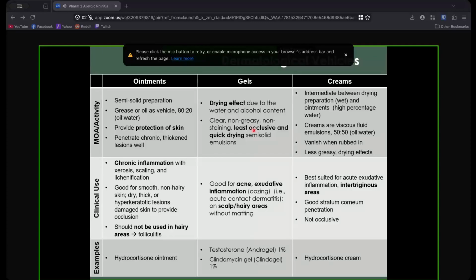Looking at your gels, these are going to be things that are drying. They do have water and alcohol in them.